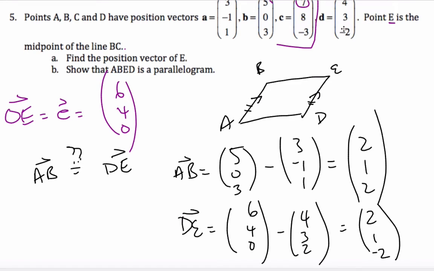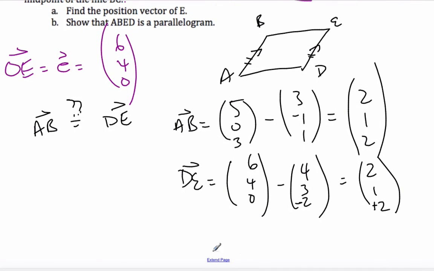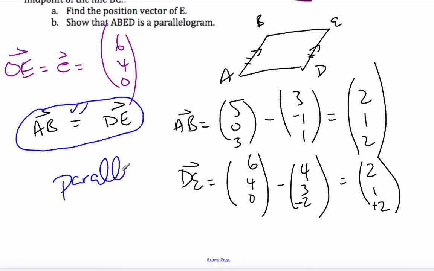Oh, I see the problem here. I forgot this minus sign here. Minus makes it a positive. So now I can see that AB is indeed equal to DE. They are equal. Therefore, since they have the same direction and magnitude, we have a parallelogram.